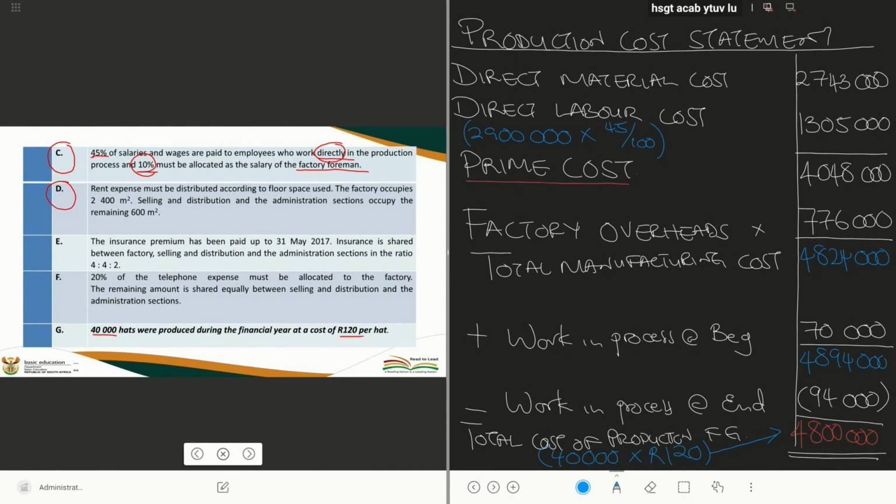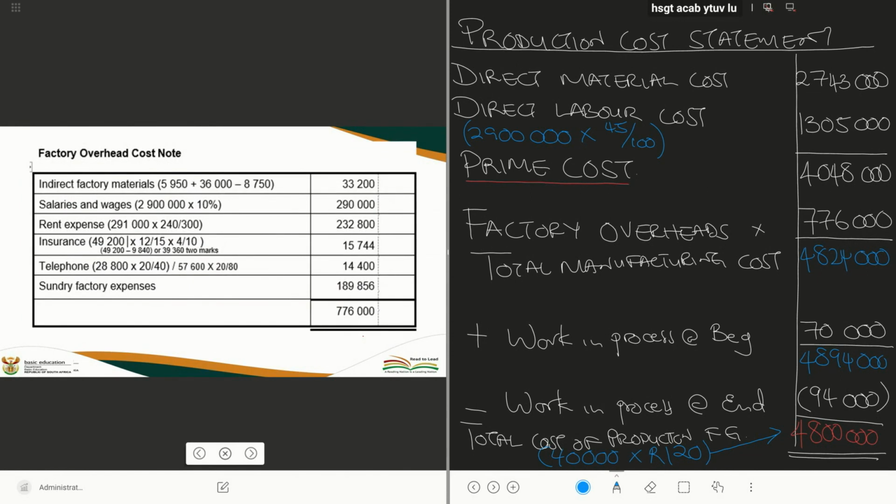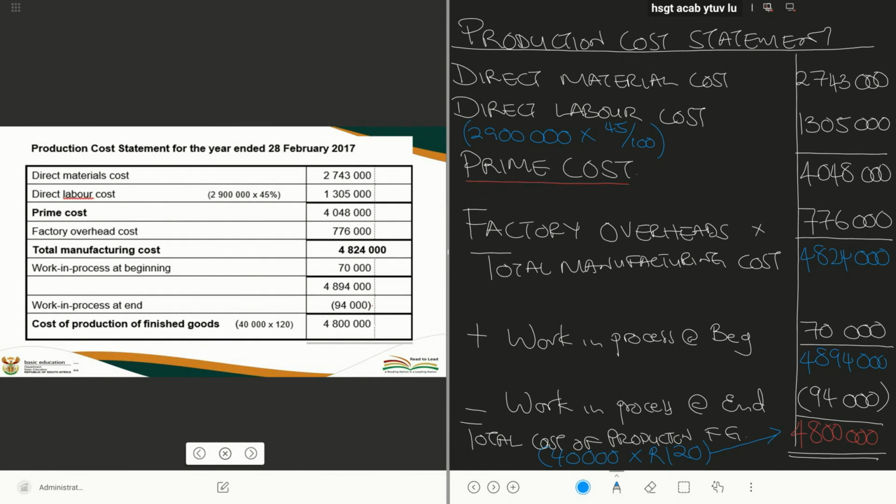All right. Now, when you have done with this now, your production cost statement is finished. And if you want to check with what you were doing, here's the solution to what we're doing. You remember our factory overhead? Yes, 776,000. And let us now go and check our production cost statement. Yes, our total cost of production of finished goods is 4.8 million.